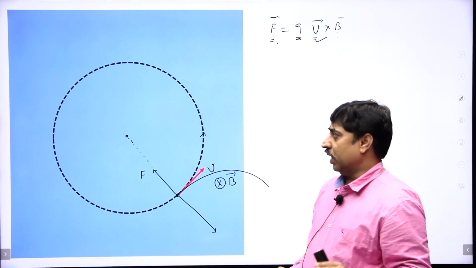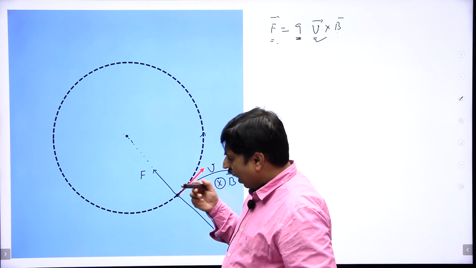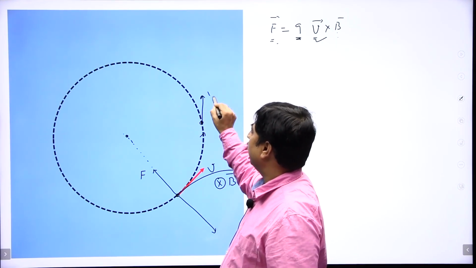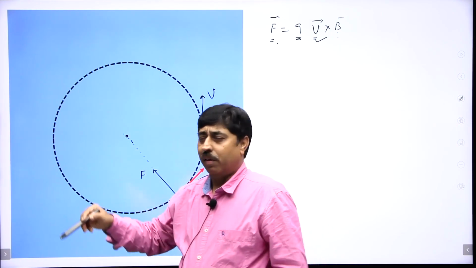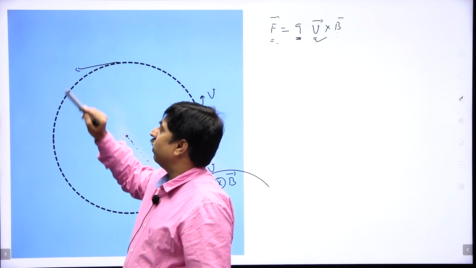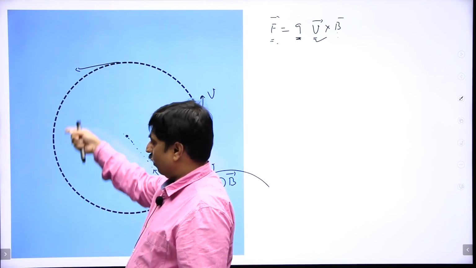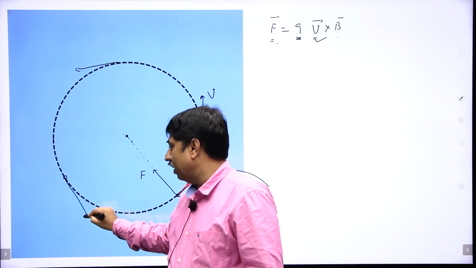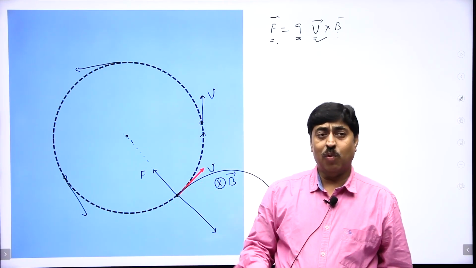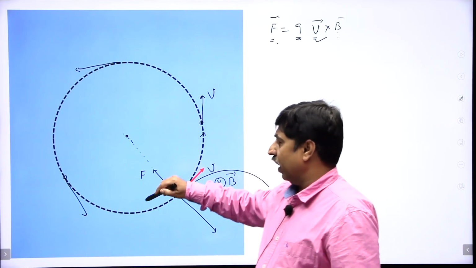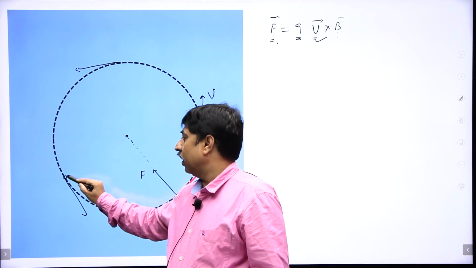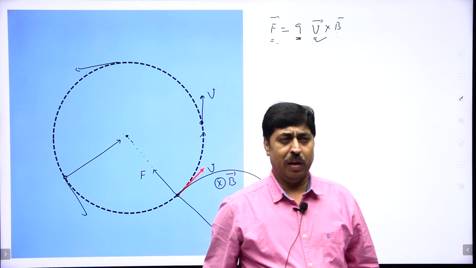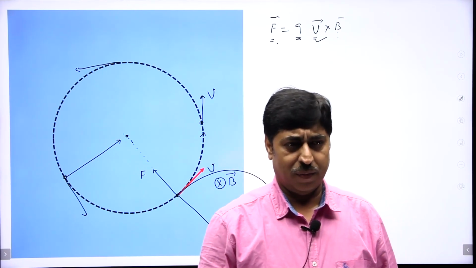So please try to understand, it doesn't matter at which point you have projected the particle. If you have projected the particle here with speed v, it will move on the same circle. If you have projected the particle at this point with speed v in this direction, it will move on the same circle. If you have somewhere projected the particle here with velocity v, it will move on the same circle, because in every case you can convince yourself that the force vector will be directed towards one common point, that is the center of the circle.